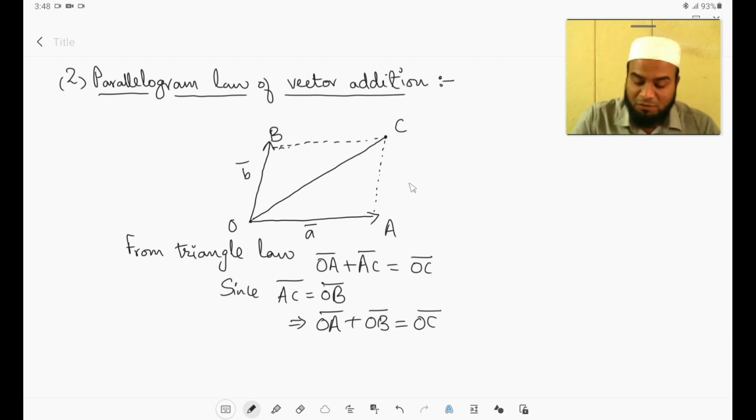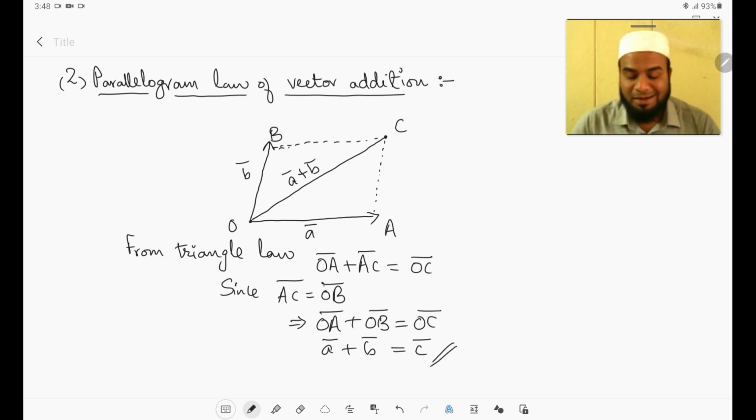So if OA is one side of the parallelogram and OB is another side of the parallelogram, then when you add these two vectors, the resultant will be the diagonal. Resultant is nothing but the diagonal. So what we are getting? A bar plus B bar is nothing but the vector OC. So this is how the vectors are added under the parallelogram law of vector addition.